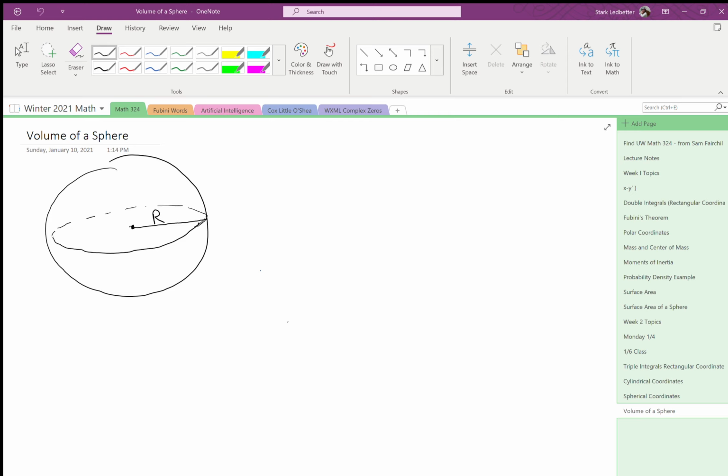So this video is going to calculate the volume of a sphere in every way we know how. So starting with single integrals, going through double integrals, and all the way through triple integrals in all three of our formats: rectangular, cylindrical, and spherical coordinates.